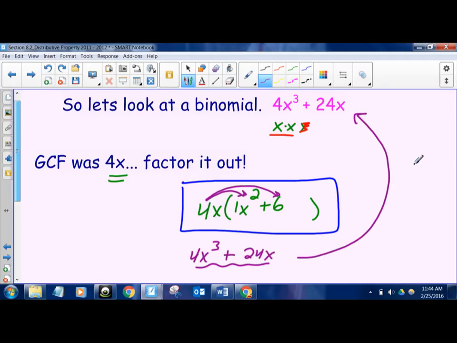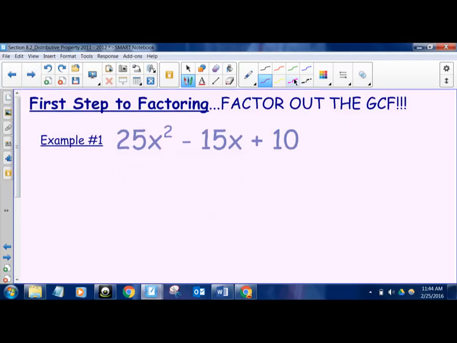So factoring is basically making the problems look like the questions you were just asked on the last assessment. So we're kind of going backwards in the reverse direction. Let's try another problem. Here's a good one. 25x squared minus 15x plus 10.